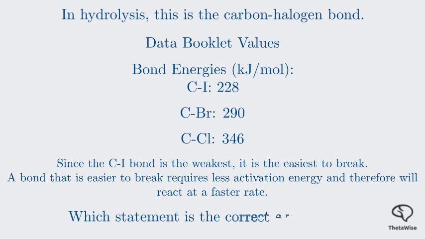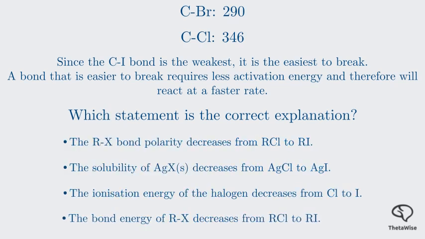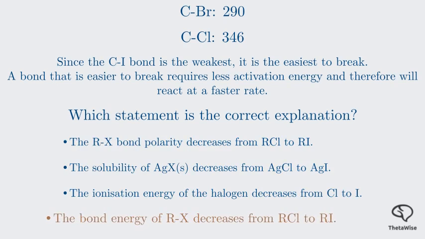So, looking at the options, option D states that the bond energy of R-X decreases from R-Cl to R-I. This is exactly what the data shows, and it directly explains why the iodoalkane hydrolyzes the fastest. This is a very common exam question, so make sure you understand it.